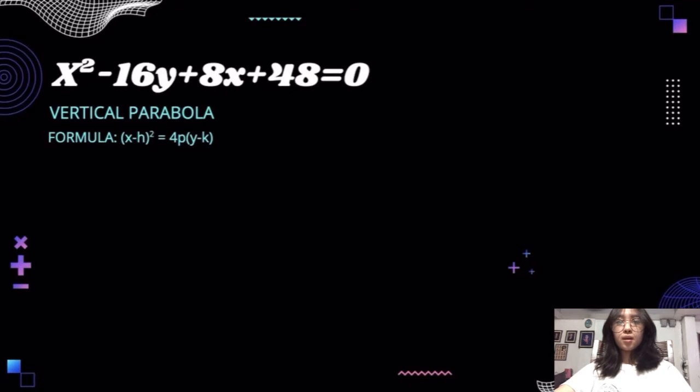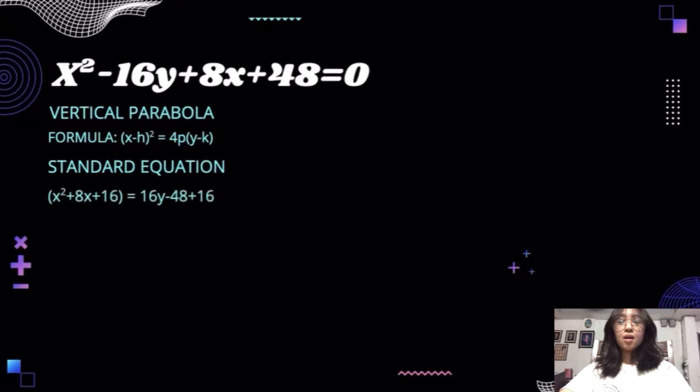To solve for the properties of a parabola, first, we need to solve for the standard equation. Since the squared is in the x, we need to group the terms on the left-hand side and go through the process of completing the square. So, x squared plus 8x plus 16 is equal to 16y minus 48, and since we added the 16 on the left-hand side, we also need to add it on the right-hand side. So now the right-hand side is 16y minus 48 plus 16.